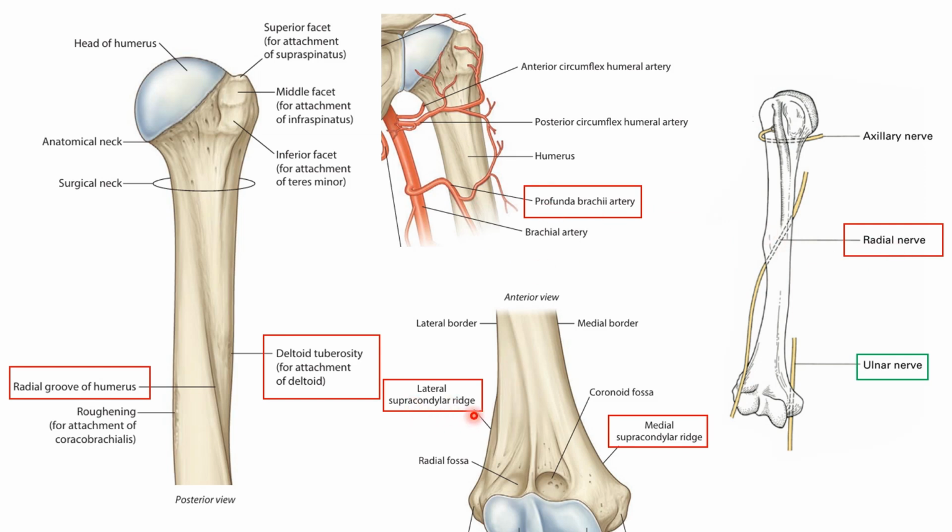And this is the lateral supracondylar ridge and the medial supracondylar ridge. Lateral supracondylar ridge is located superior to the lateral epicondyle. Medial supracondylar ridge is located superior to the medial epicondyle. And the lateral supracondylar ridge gives origin for the brachioradialis muscle and extensor carpi radialis longus muscle, and the medial supracondylar ridge gives origin for the pronator teres.